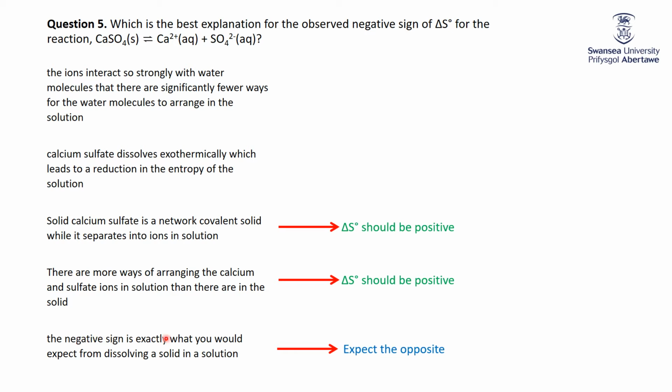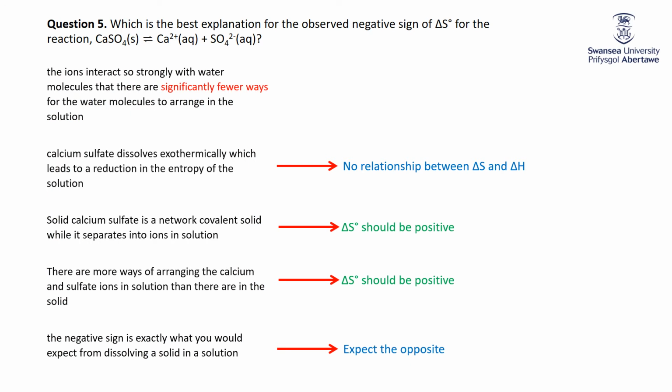Now this one here, negative sign, exactly what you expect. Dissolving solid in solution, no, total hooey. We expect the opposite. So looking at these ones here, calcium sulfate dissolves exothermically, which leads to a reduction in the entropy of the solution. There's a relationship between the delta H of the reaction and delta S of the surroundings, but there's no relationship between delta S of the reaction and delta H of the reaction. So that leaves us with the first one.